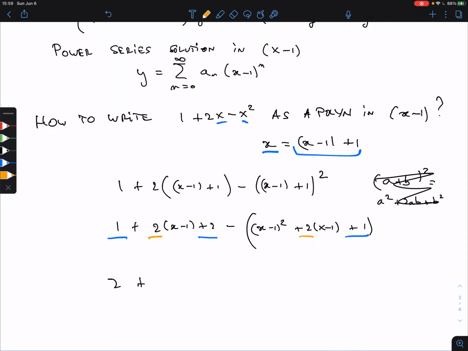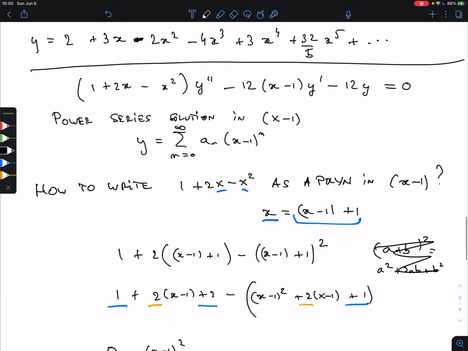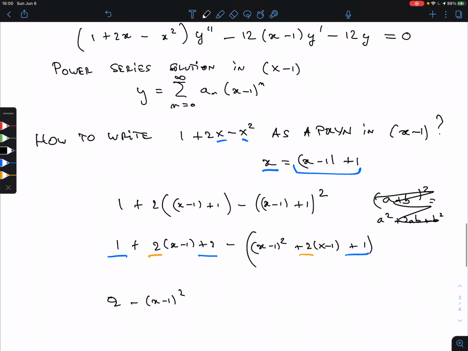And then finally, we have a minus x minus 1 squared. Okay, and this is a special form that makes the calculation nice. The fact that there's no x minus 1 term. This is why it's still nice. Okay, so let's rewrite it. So now we're going to rewrite our equation, rewriting this polynomial as a polynomial in x minus 1.